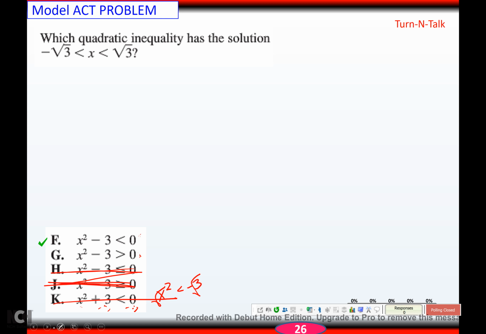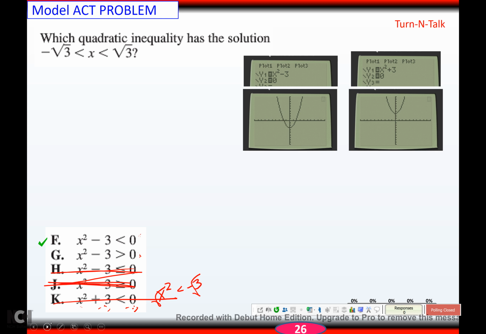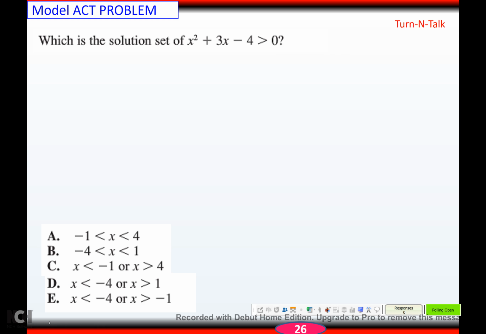So what I did was I looked at the graph, and I want the one where my solution is between those two. Well, if I graph x squared minus 3, when it is between here, this doesn't even cross the x-axis, so it can't be the plus, it's got to be the minus. I mean, it can't be the greater, it's got to be the less. Okay? All right, try this one, hit pause, come back when you're ready.